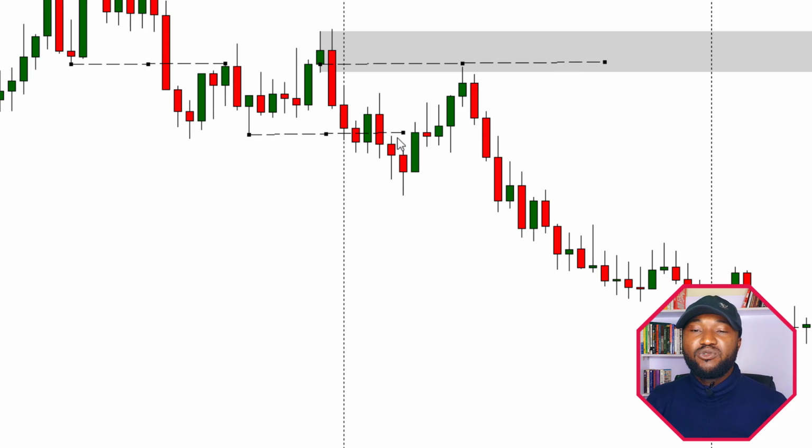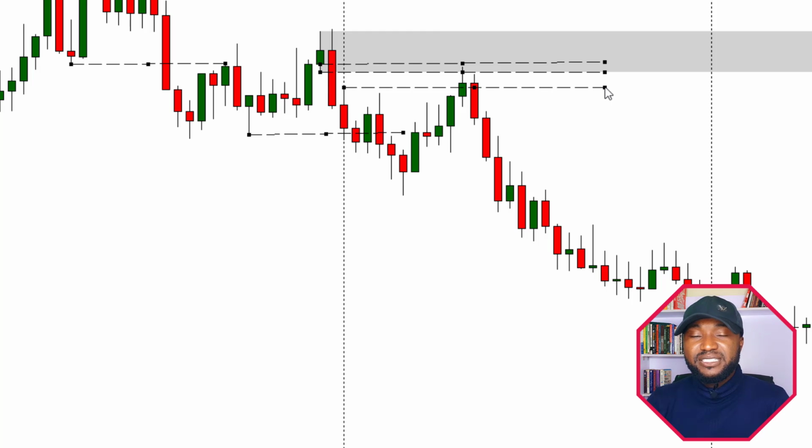But look at what happened right here. We have a fair value gap, just like I showed you at that point. This is a fair value gap. This is it. You mark the low of that particular green candle to this level, and then the high of this red candle. Look at it, the high.